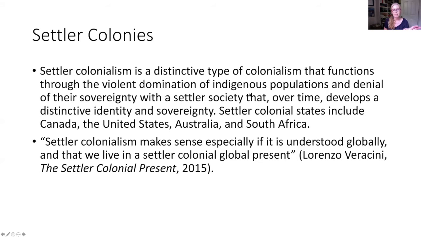I think one thing I'd like to say is that there are particular settler societies where you had a large, generally white population, like Canada, United States, Australia, South Africa, who settle a country, dominate the local people, and then create political systems that exclude those indigenous people.